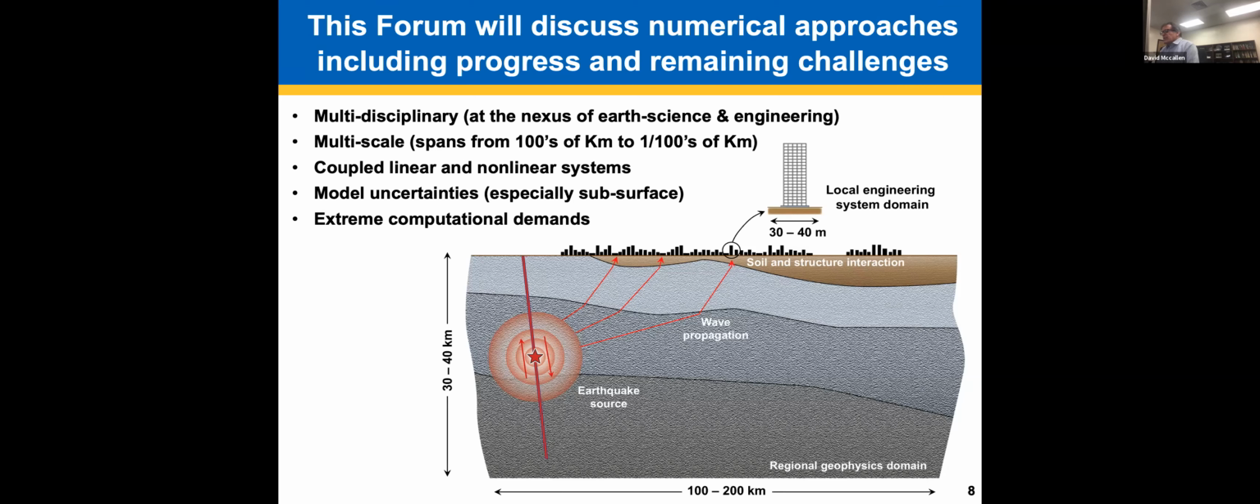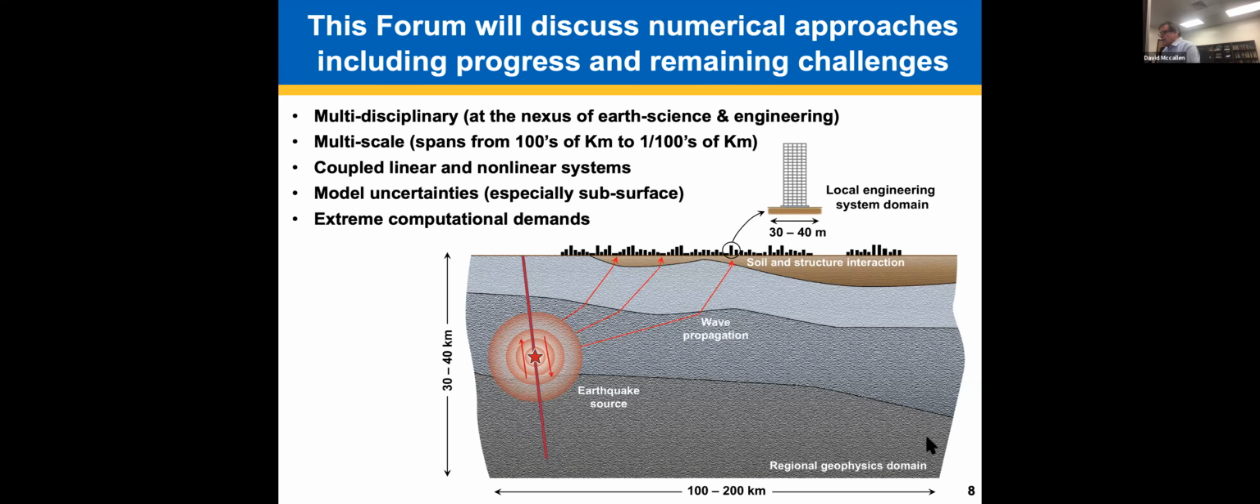This is a really, really difficult problem. We're trying to model all the way from the fault rupture, propagation through the earth, propagation through soil, and then into the structural system. It's, first of all, obviously a multidisciplinary problem, and it resides at the nexus of earth science and engineering. And if you look at the forum today and tomorrow, you'll see there's a full multidisciplinary breadth of participants to cover those domains. It's really challenging, multi-scale from a computational standpoint.